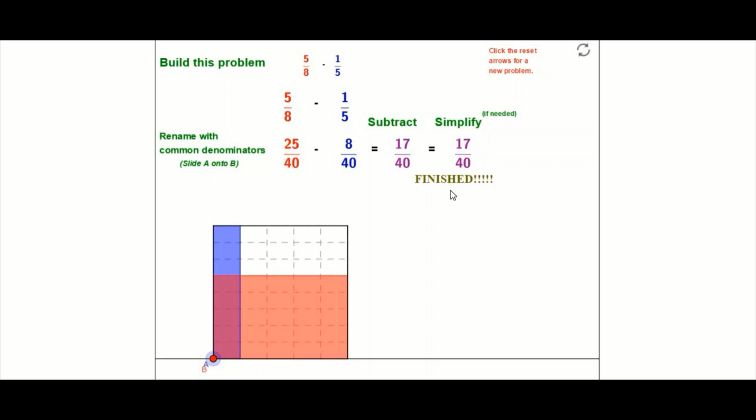Right? And that's how you subtract two fractions using the area model. Okay?